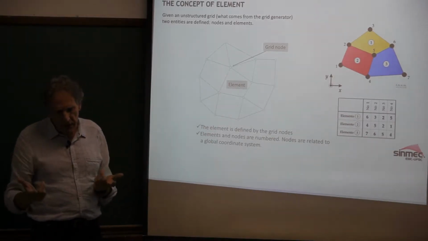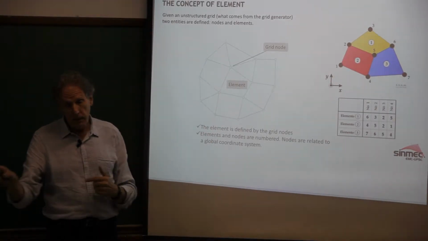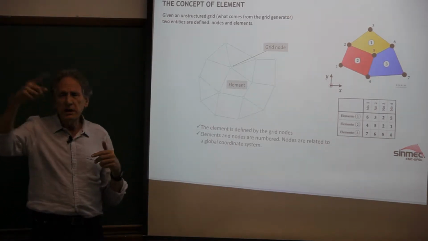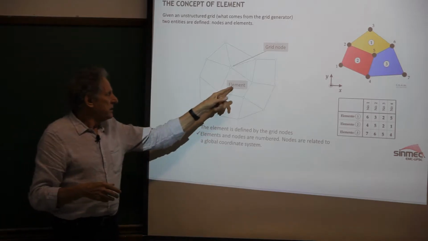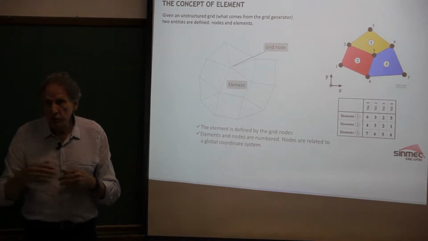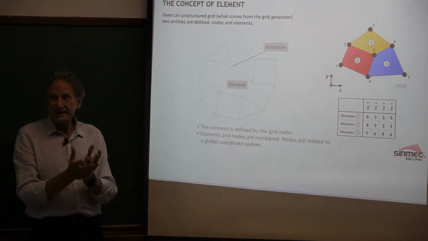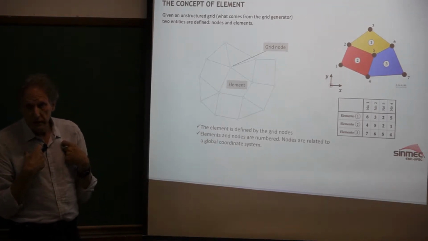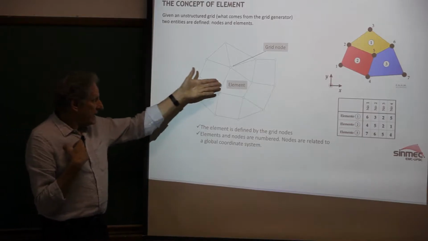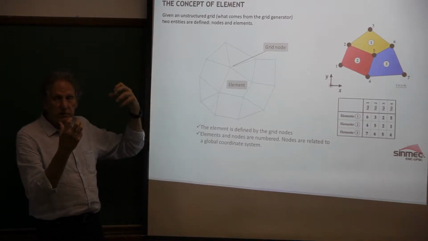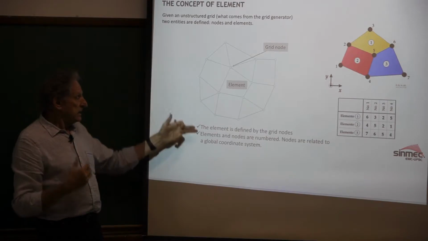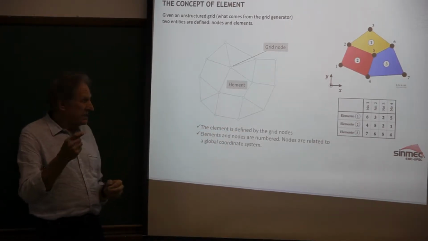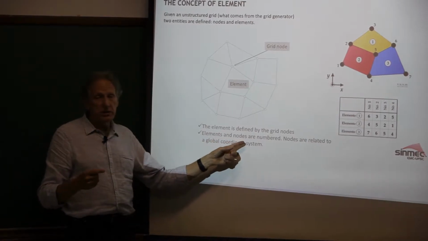According to the simulator, if it's well suited for numerical analysis, it can give you the numbering of the nodes and the numbering of the elements too, so then you have all the geometrical data given by your grid generator. But the element is what comes from the grid. And the element is defined by the grid nodes. Now, the elements and nodes are numbered.